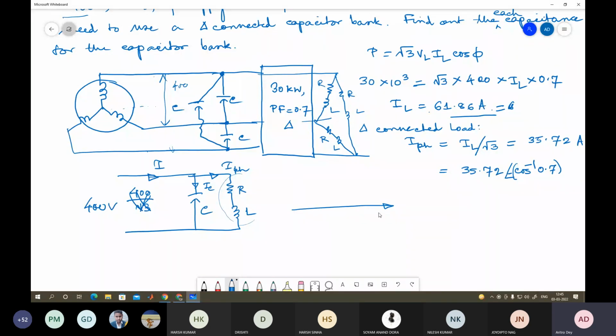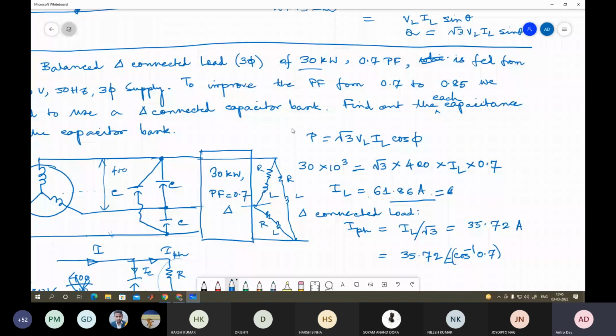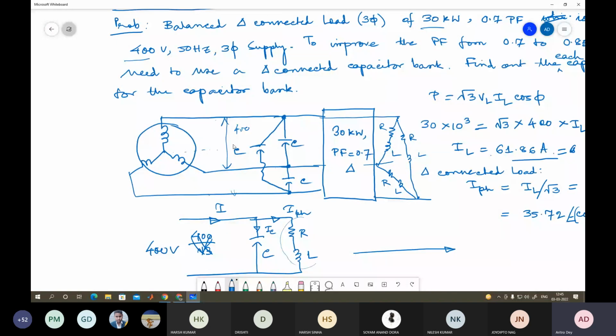Sir, one thing, the 400 volts specified in the question is the phase voltage of the power supply, no? It is not phase voltage, it is line to line voltage. It is fed from a 400 volt supply. You have a delta connected load which you are connecting to a 400 volt supply. You are given only this, and unless it is mentioned as phase voltage, you should take line to line voltage or line voltage, which is 400.